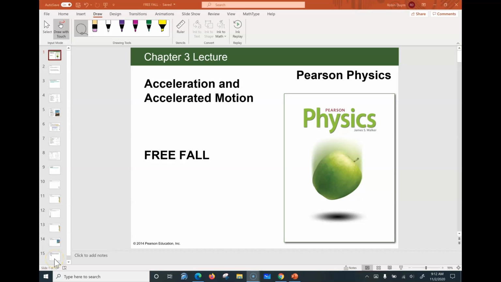Good morning. Today we're going to talk about free fall, which is just our kinematics in the y direction. So we're going to take what we already know, tweak it just a little bit, and we will be able to solve problems using the UAM equations in the y direction.